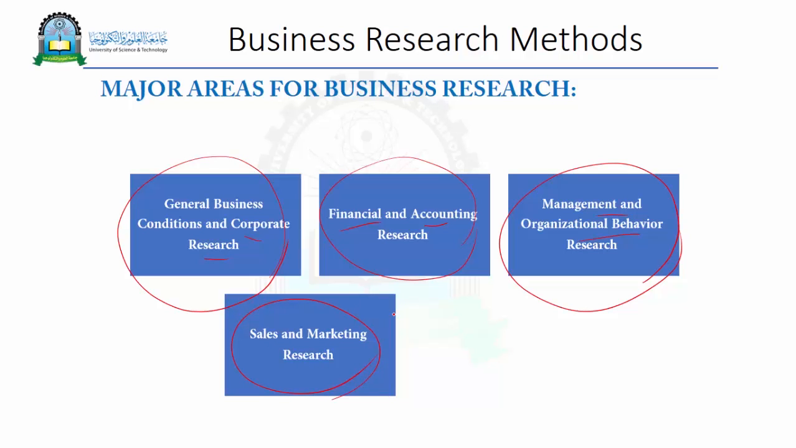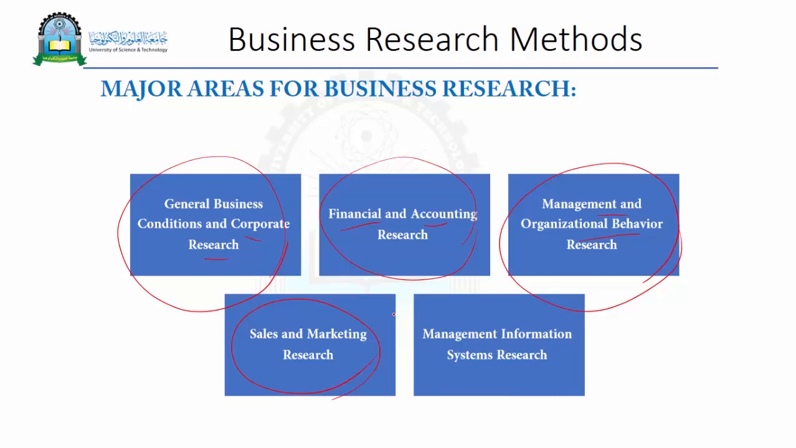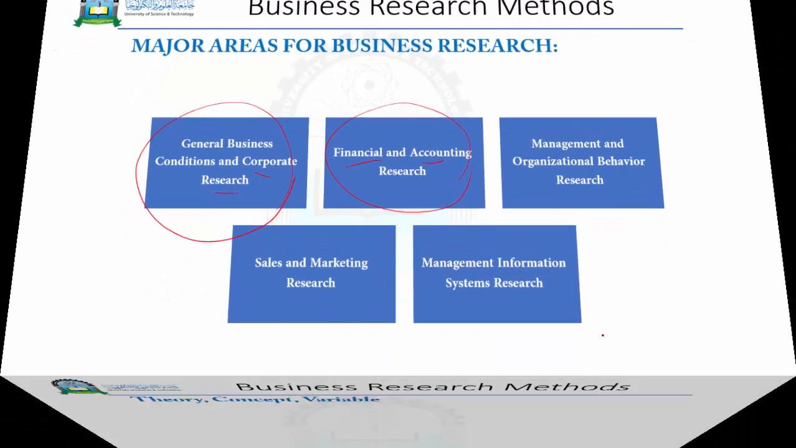The fifth is going to be management information system research, which is about the information system. We have also different areas related to these 5 main areas. I have just mentioned some of them now. Mostly the business researchers are going to find issues and gaps and research problems among these main areas.